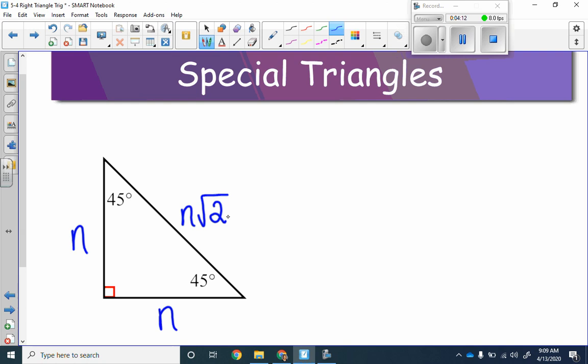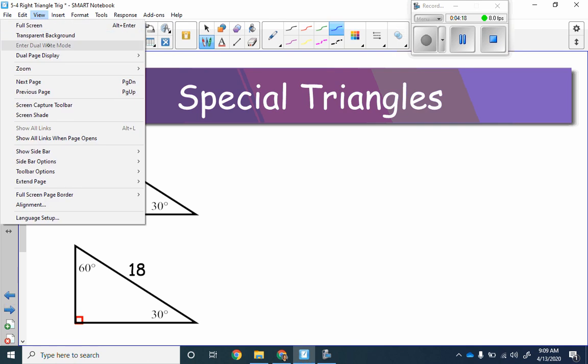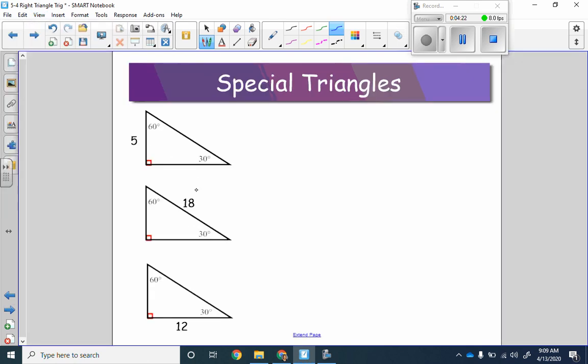Now, what about 30, 60, 90 triangles? Here I've got 3 examples. Again, when you look at angles, back to your geometry days, your shortest leg is opposite the smallest angle. So 5 being the shortest leg, the side opposite 60 would be longer, and the hypotenuse we know is going to be the longest side.